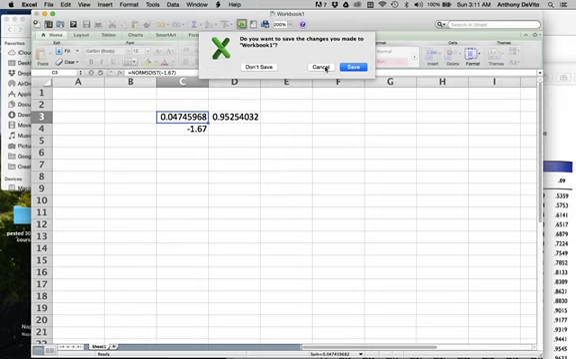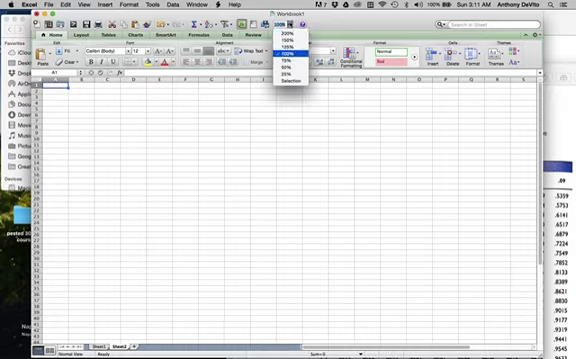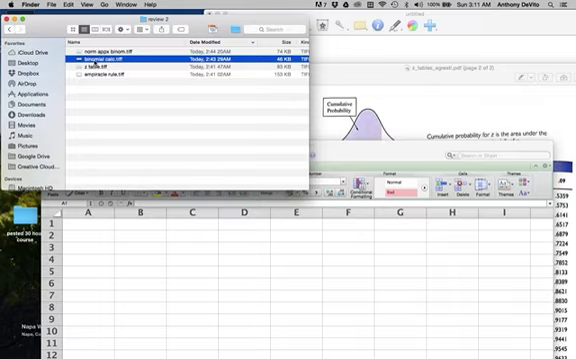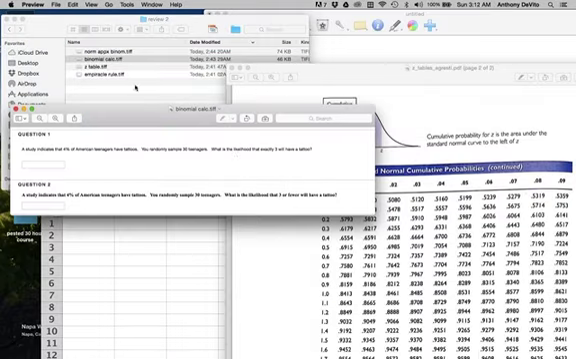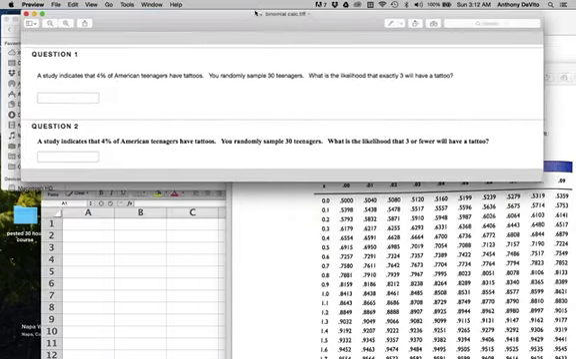Actually, I'll leave this open. Of course, we're going to do something interesting here as well. Let's open up a problem involving the binomial distribution. Okay, I believe that this one will do. Let's take a look at this problem.